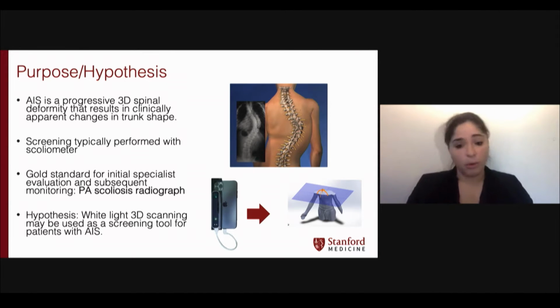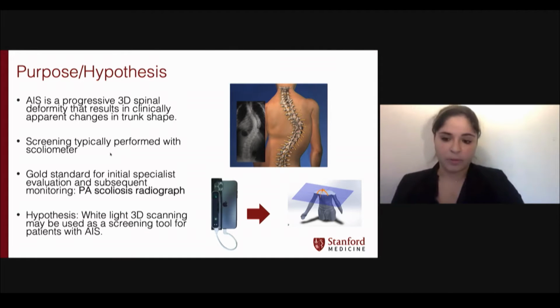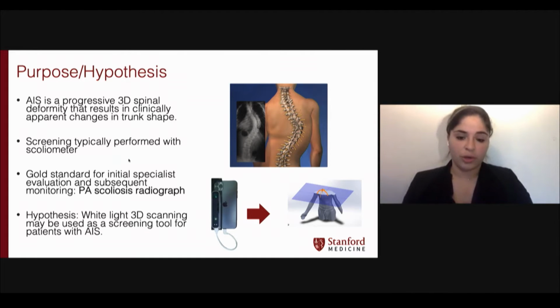to radiation. Mobile device-based white light 3D scanning has the potential to be used as a tool for screening and monitoring of deformity. And in this study, we sought to describe how measurements obtained through white light 3D scanning can relate to radiographic and scoliometer measurements typically used in practice.